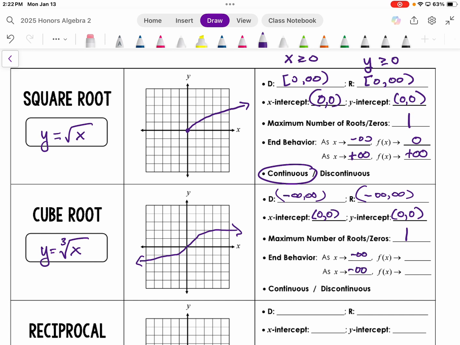As I go out to the far left, it's slowly going down to negative infinity. As I go out to the far right, it's slowly going up to positive infinity. I just realized I made a negative on that second one. There you go, positive, positive. And this is continuous.